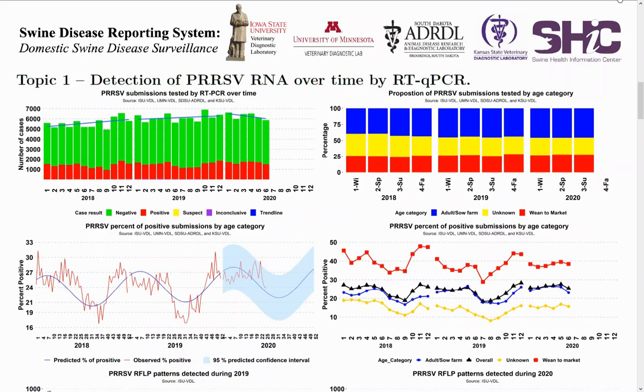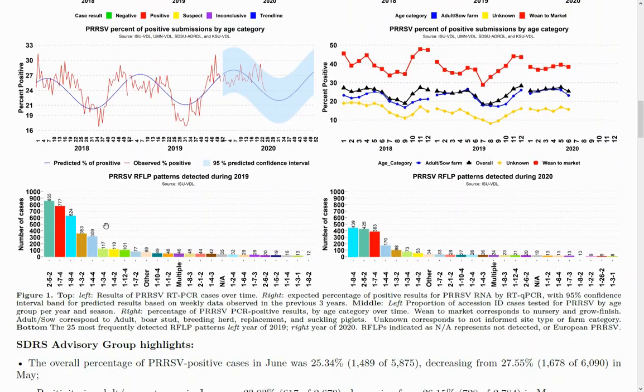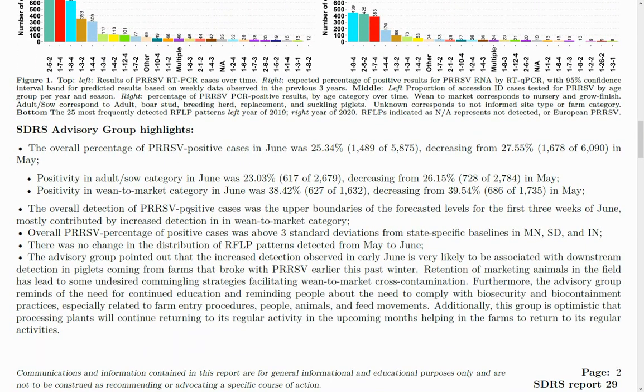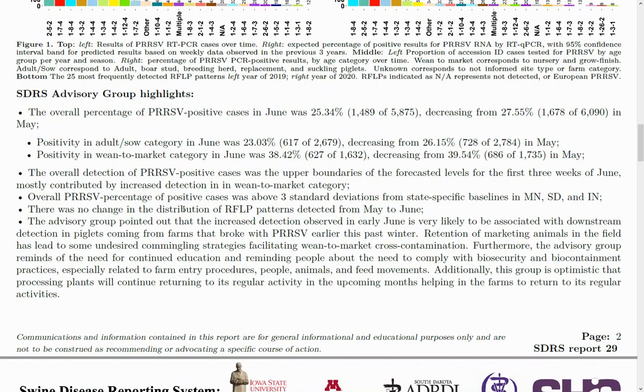All right, and taking a look at the whole page, what are the highlights for the PRRS detection for June of this year, 2020? Well, the first positive case in June was 25.34%. That decreased from the 27.55% in May. So increased detection in winter market animals was observed in the first 3 weeks of the month, and this week increased detection was in the upper boundaries for the cyclic model for this period of the year.